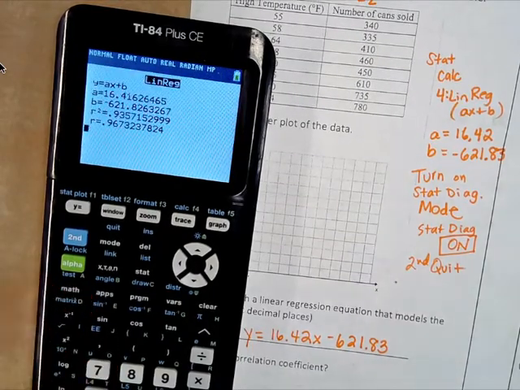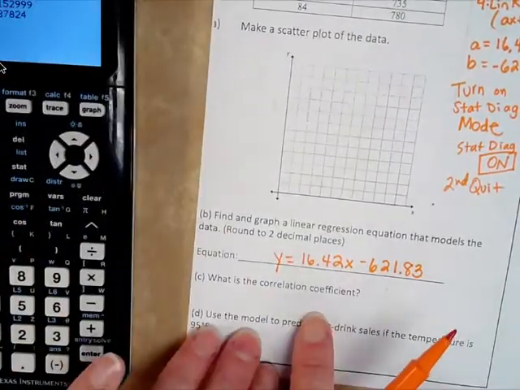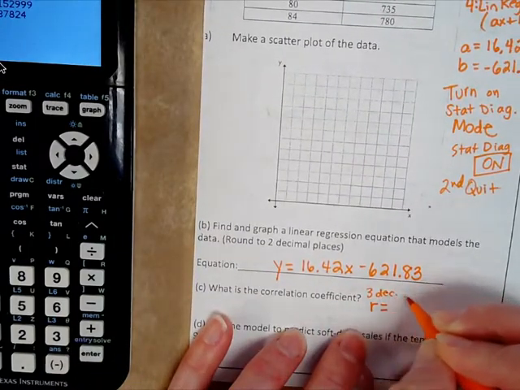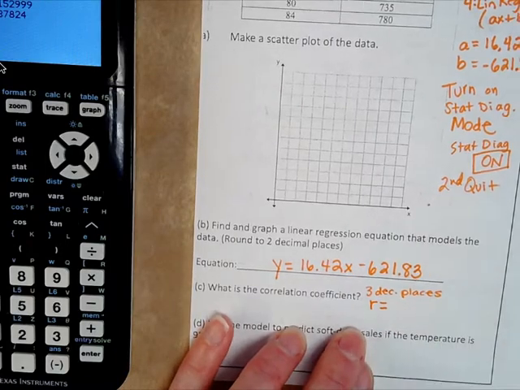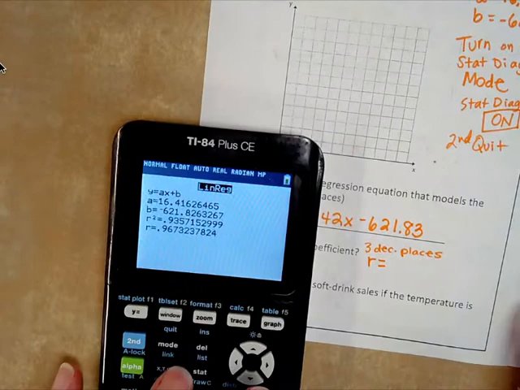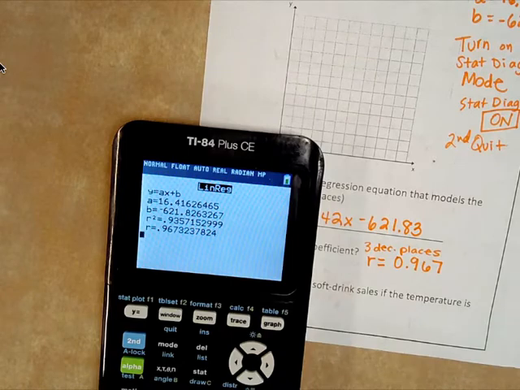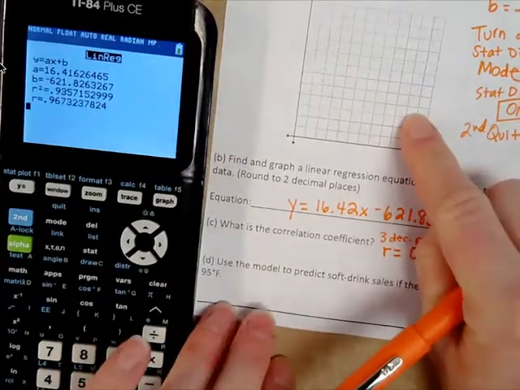Enter. Now it adds the R squared and R. The only one we care about is R. So correlation coefficient, R. We're going to round this to 3 decimal places. So R is 0.967. So about 96.7% of the data is close to that line. That's kind of a way of thinking of it. So now we need to graph it.